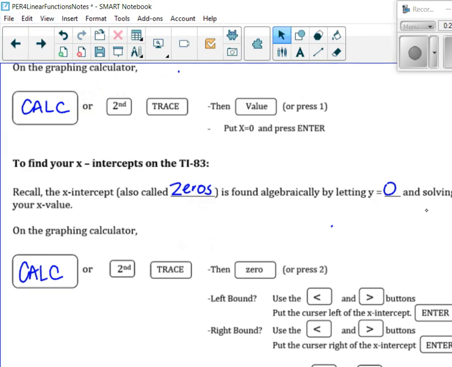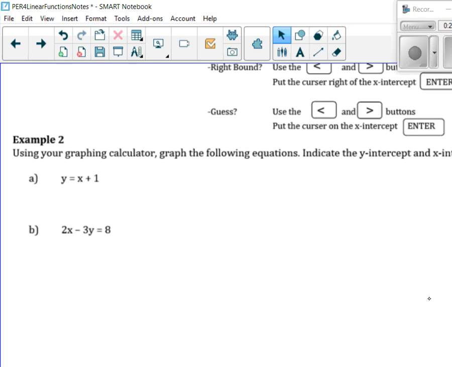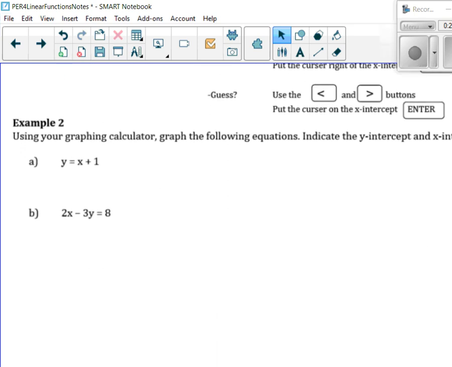So that's all that stuff. So I want you to now try this A and B on your own, and then we're going to go over it. What you're going to do on your graphing calculator, you need to find the y-intercept and the x-intercept. So you need to graph this first, then calculate your x-intercept and y-intercept. Once you've done that, then go to B. You can't do them all at once, okay?